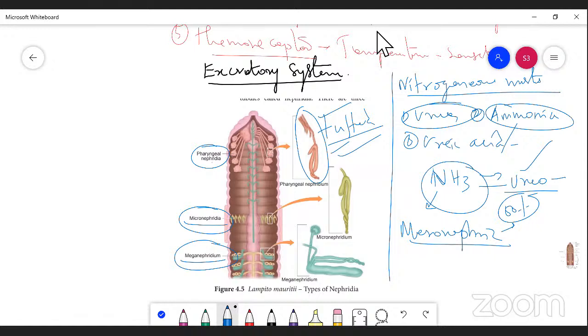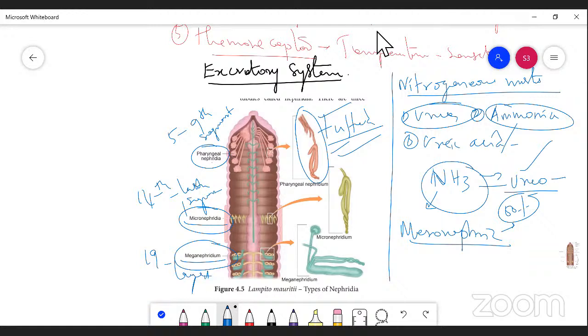The pharyngeal nephridia are located from the fifth segment to the ninth segment. Second one, micronephridia, are located from the 14th segment to the last segment of the animal body. Third one, meganephridia, are located from the 19th segment to the last segment of the animal body.